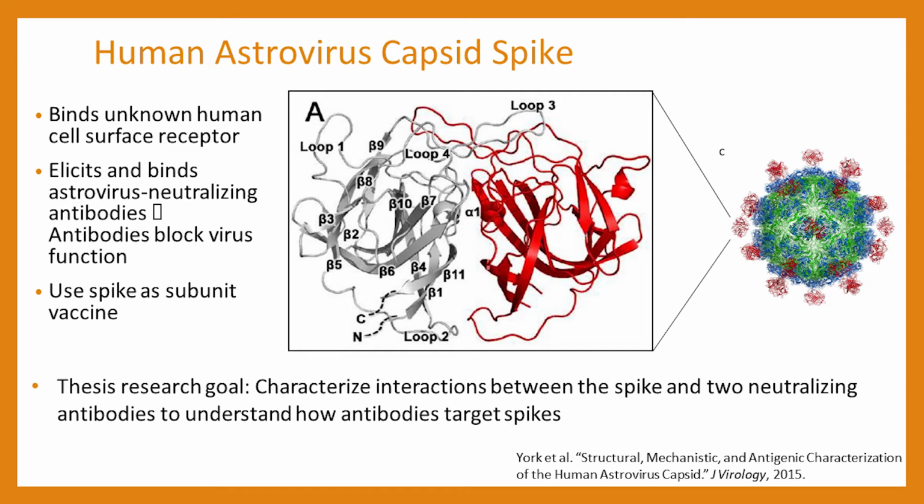On the surface of the virus is the human astrovirus capsid spike, which binds the unknown human cell surface receptor and then allows the virus to enter cells. It also elicits and binds astrovirus neutralizing antibodies, which block the virus from functioning. So because of this antibody binding capability, we believe that the spike would be a good candidate for use in a subunit vaccine that protects against astrovirus infection.